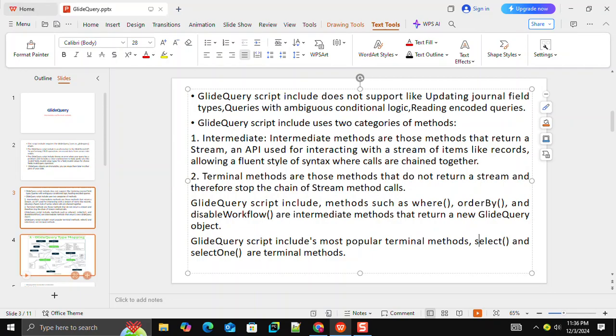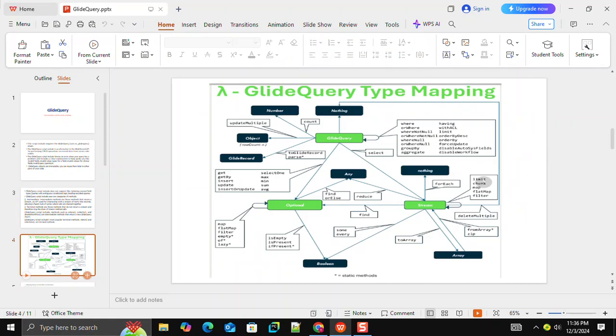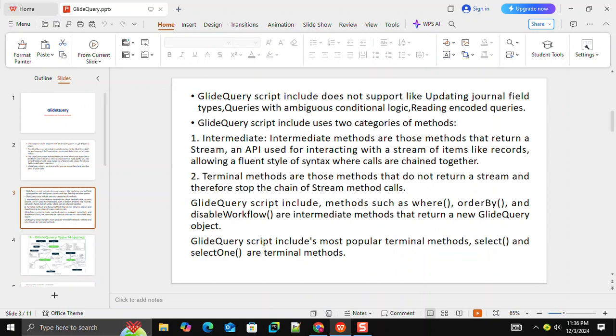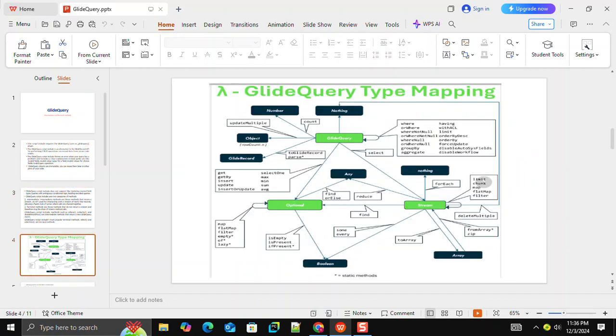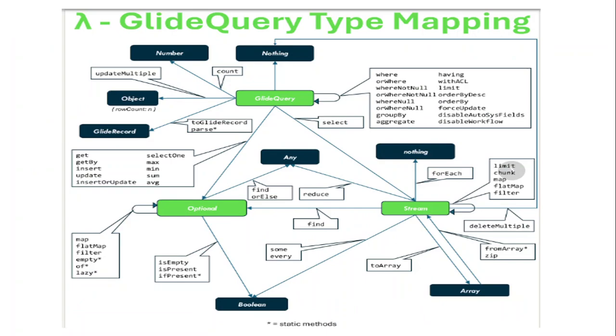I have a mapping like this one. What are the objects in these methods, functions, all those things? Like orderBy, where, and select, selectOne. We'll see this in this slide. Let me make it bigger. Here we have different methods for intermediate and terminal methods.